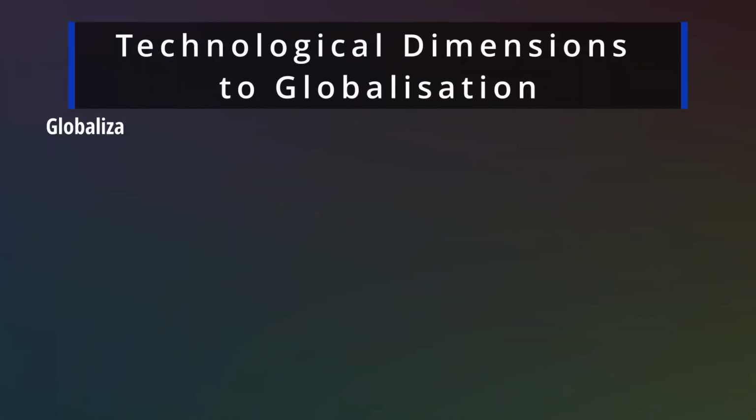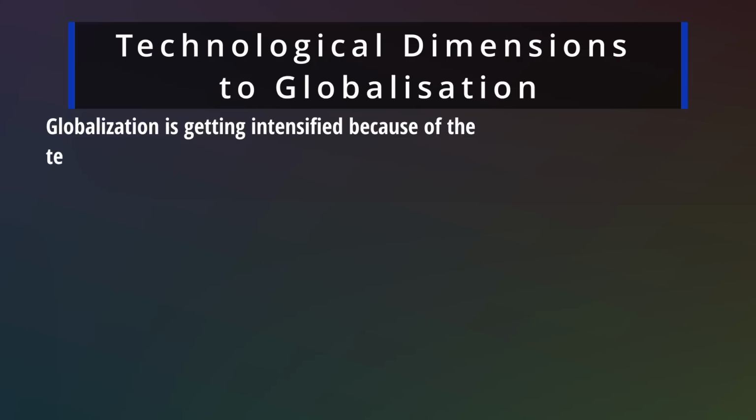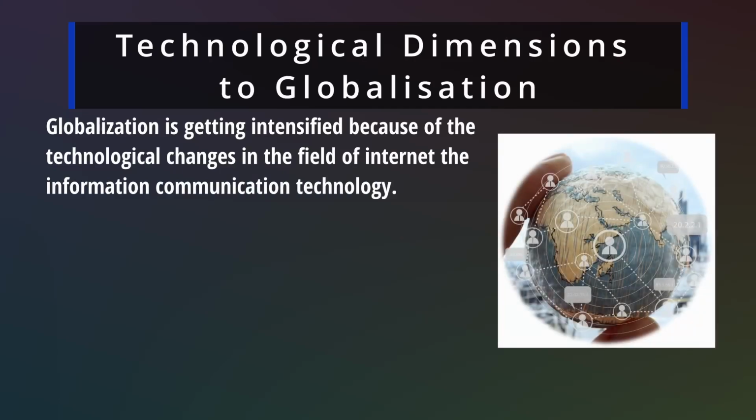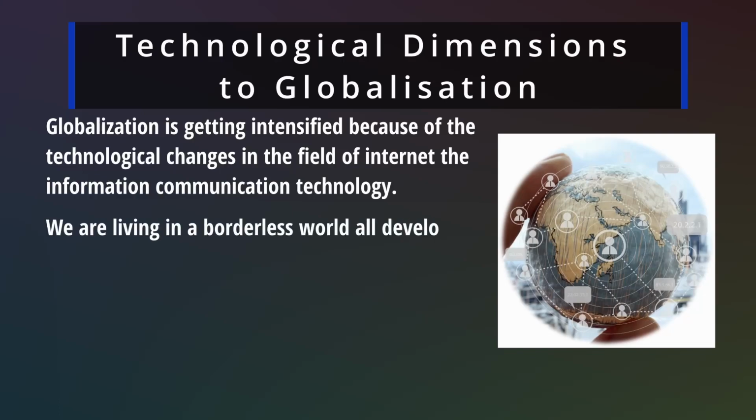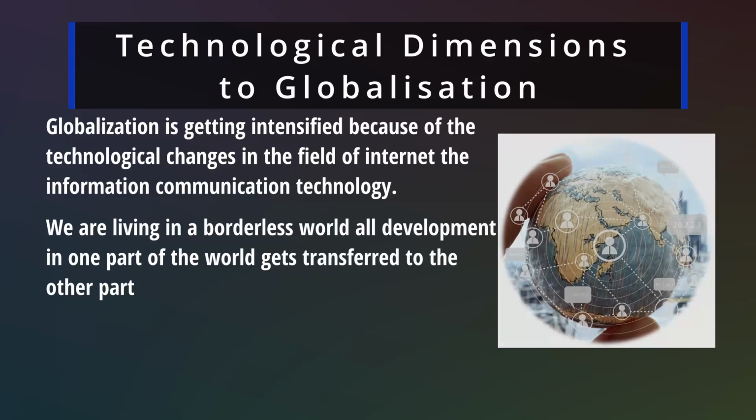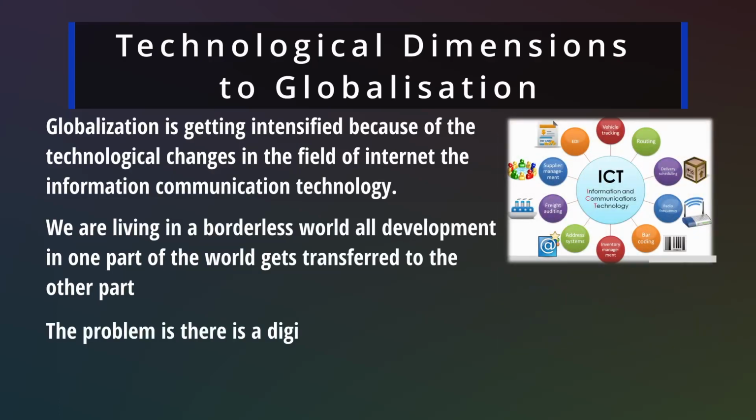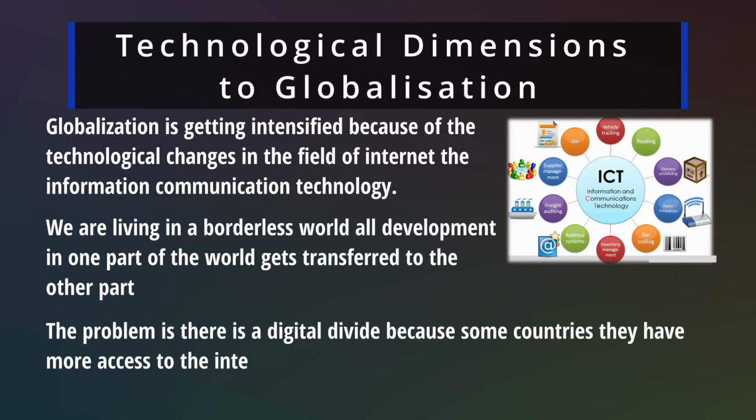Now, let us see what is the third dimension of globalization because of the development of various technology. Now, we find that globalization is getting more and more intensified because of technological changes. And one of the major technological changes is in the field of the internet, the information communication technology. So basically today we are living in a borderless world. Whatever technological development takes place in one part of the world gets immediately transferred to the other part of the world. Now the problem is there is a digital divide also, because certain countries have more access to the internet.